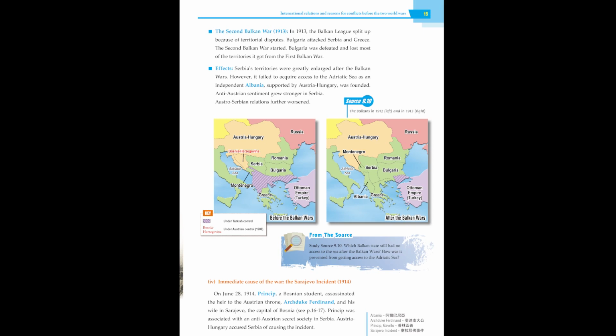From the source, study source 9.10. Which Balkan state still had no access to the sea after the Balkan Wars? How was it prevented from getting access to the Adriatic Sea?